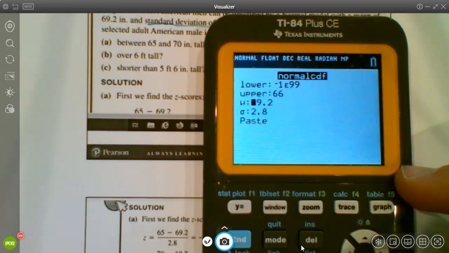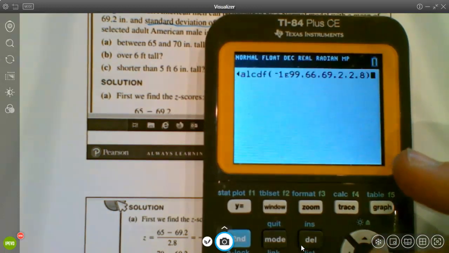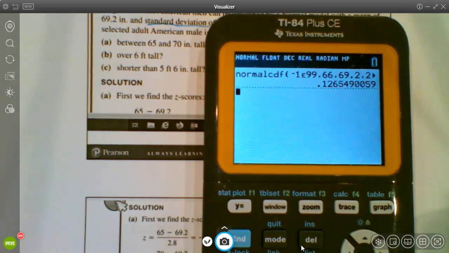I'm going to keep in my same mean and standard deviation. And there's our percent. Right? So the probability of less than 5'6" would be about 12.7%.